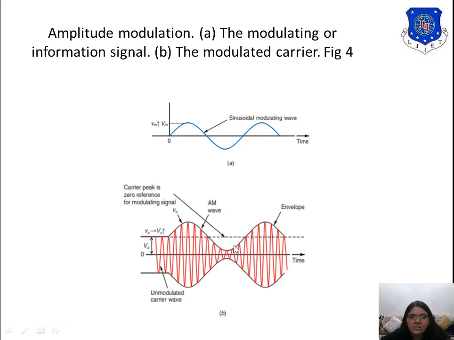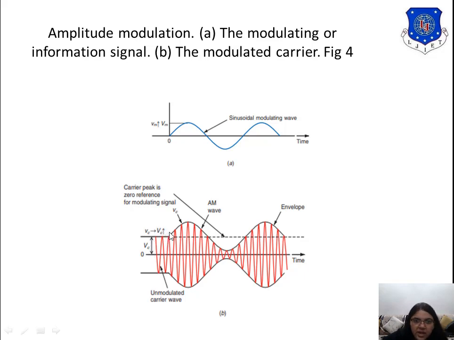So you can have this as the Vc value, and over here Vc plus this value, Vm sine omega mt, that we are getting over here. The red one you can see is the carrier signal. It's an unmodulated carrier wave which does not contain any information. Again, the last time we have seen this diagram, it's the modulating signal envelope.